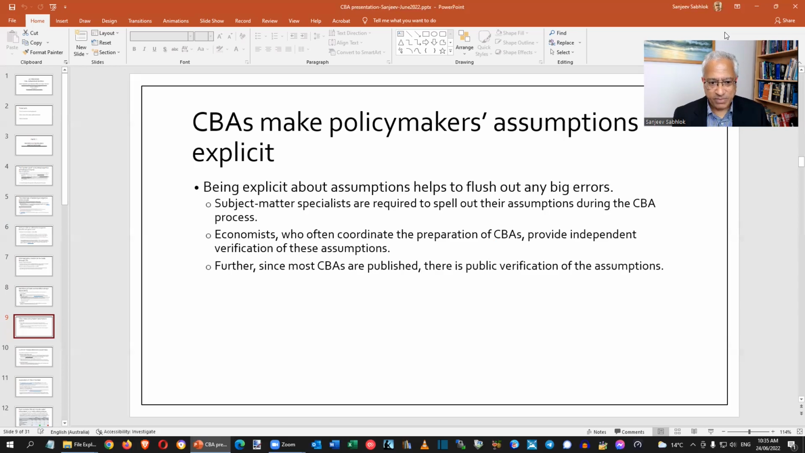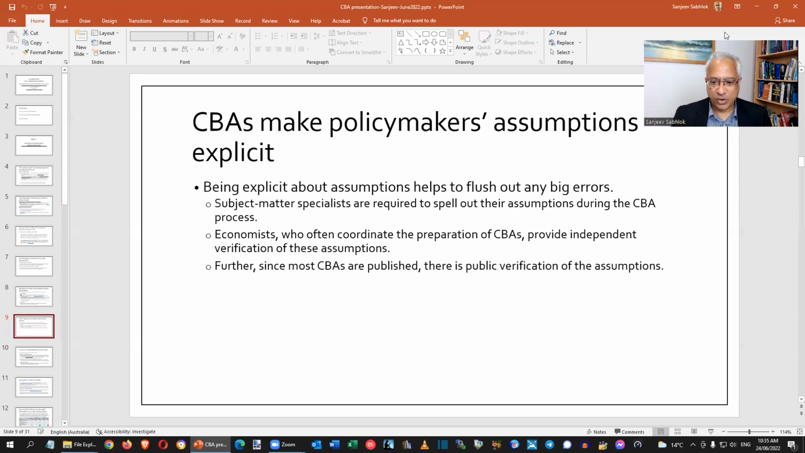During the process of a cost benefit analysis, the subject matter specialists are asked to spell out their assumptions. And then we assess how probable these things are. When people say it's as big as the Spanish flu, well, how probable is it? Look at your model, tell us a bit more, and look at the actual data. That's the job of the economist supervising the cost benefit analysis: to question and verify the assumptions.